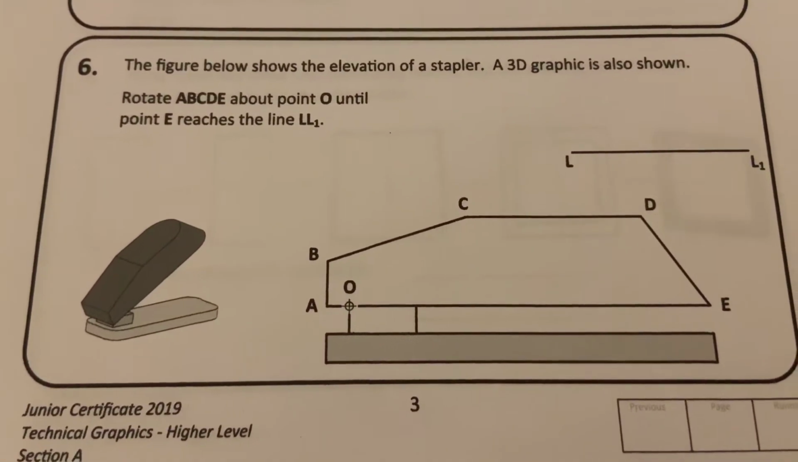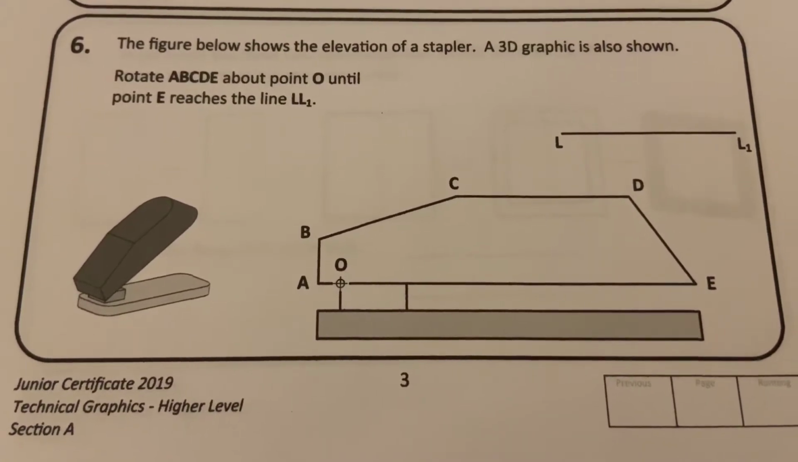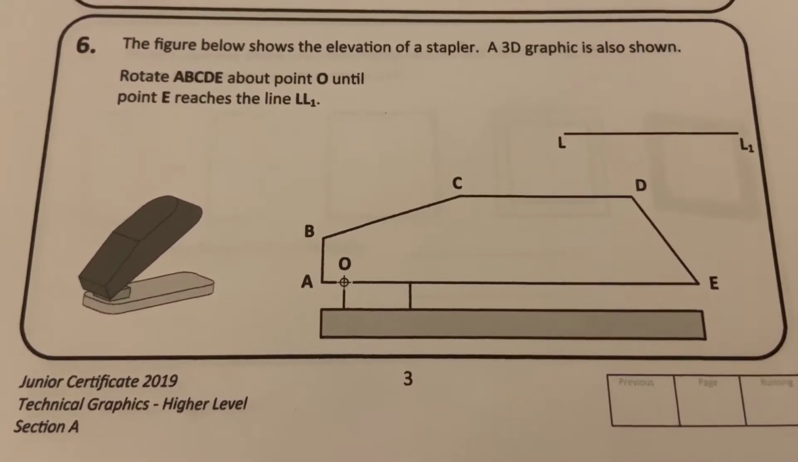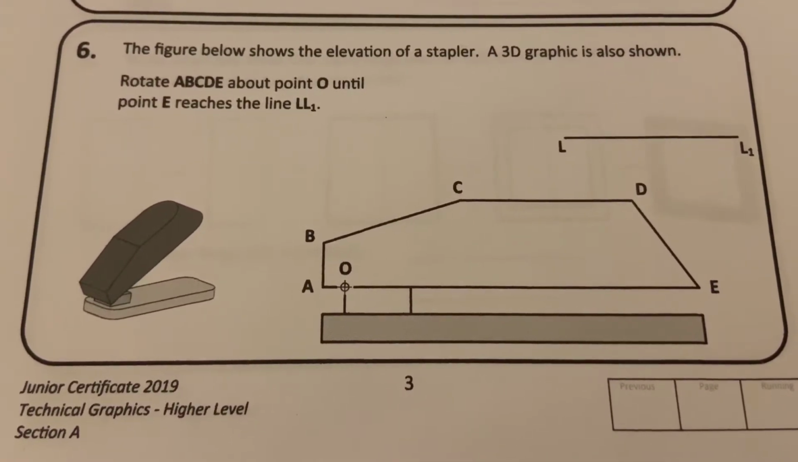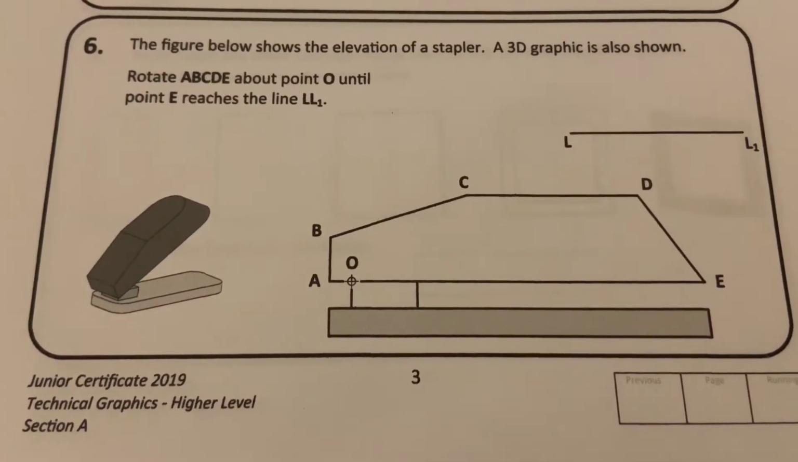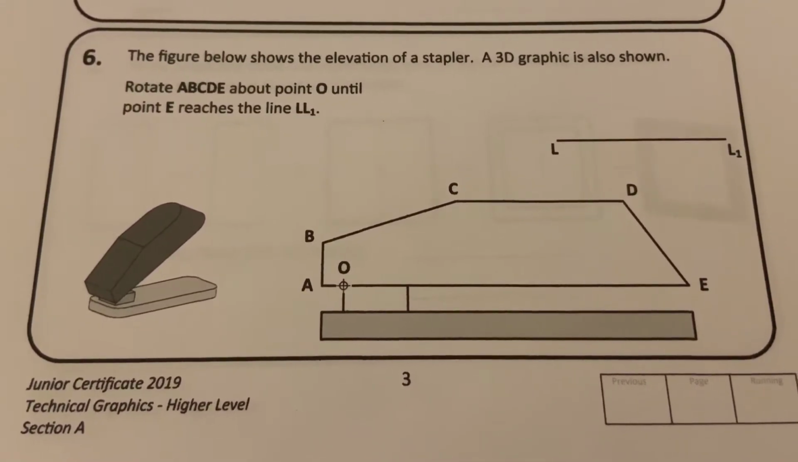Question 6. The figure below shows us the elevation of a stapler. A 3D graphic is also shown. Rotate A, B, C, D, E about O until the point E reaches the line L, L1.